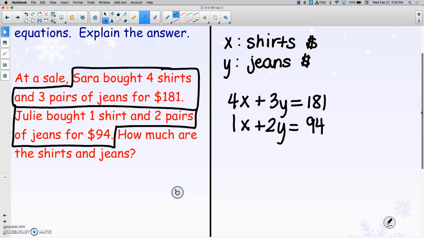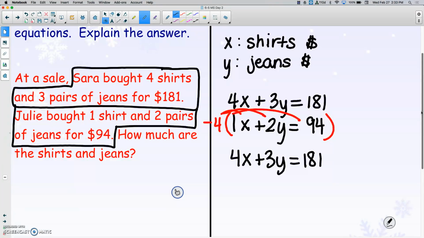Now, we need to create opposites using multiplication. So looking at the coefficients, I am going to focus on the x's. If I multiply by -4 on my bottom equation, then I will have opposites. So my top equation is not changing. My bottom equation, I'm going to distribute -4. So that would give me -4x minus 8y equals -94 times 4, -376.